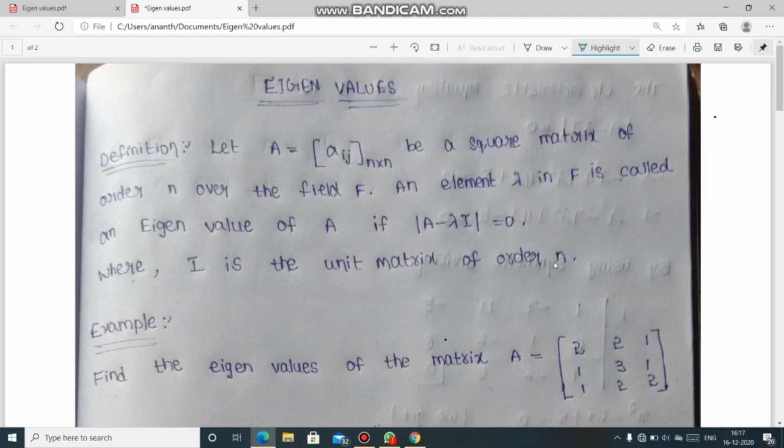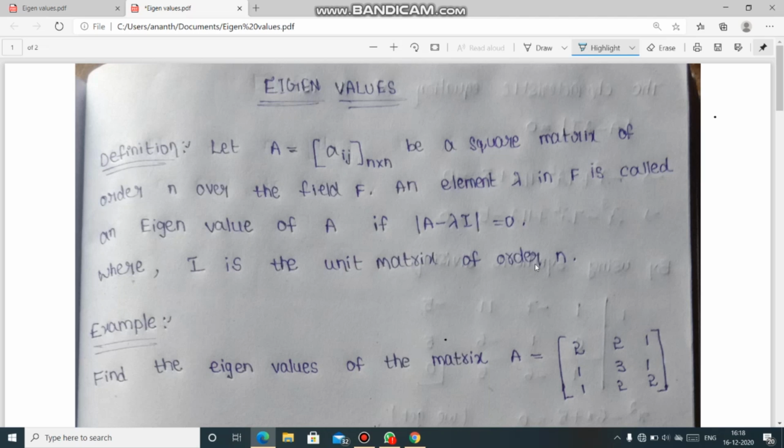It means if the order of the matrix A is 2, then we have to take the unit matrix of order 2. If the order of the matrix A is 3, then we have to take the unit matrix also of order 3.